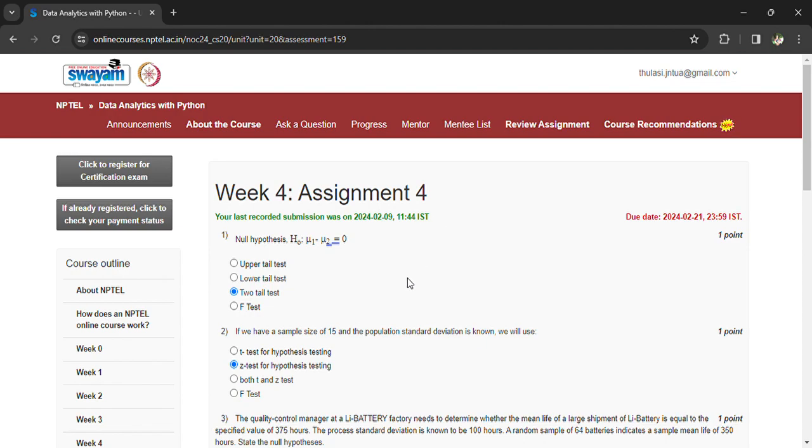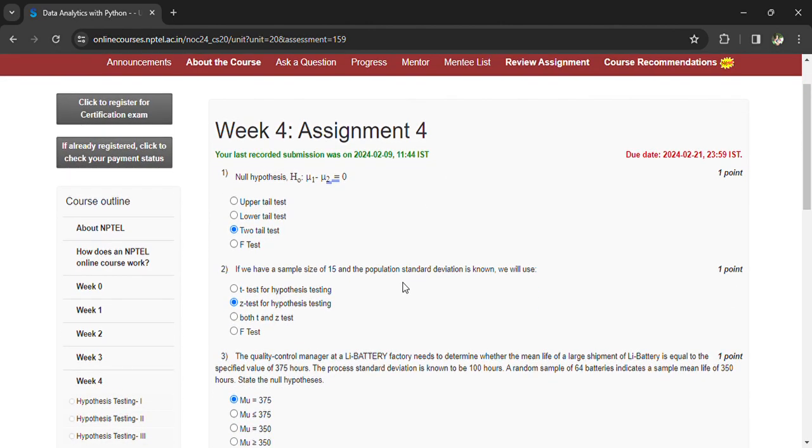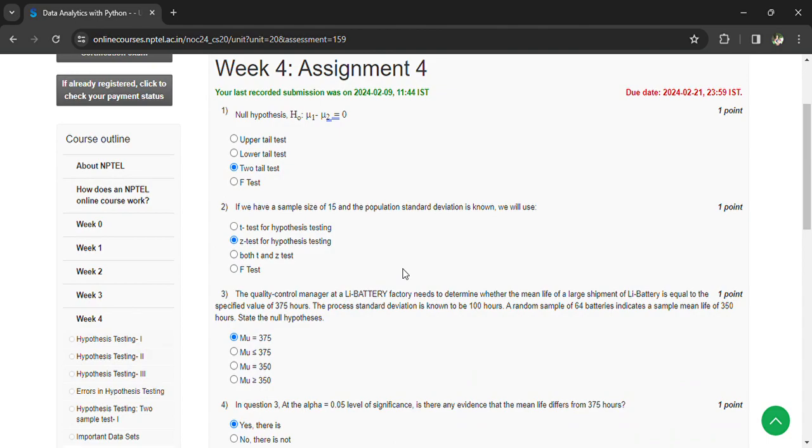The quality control lithium battery factory needs to determine whether the mean life of a large shipment of lithium batteries is equal to the specified value of 375 hours. The process standard deviation is known to be 100 hours. A random sample of 64 batteries indicates a sample mean life of 350 hours. State the null hypothesis: mu is equal to 375.